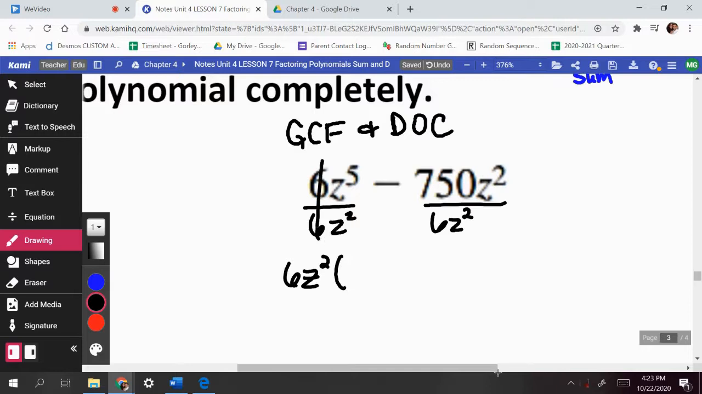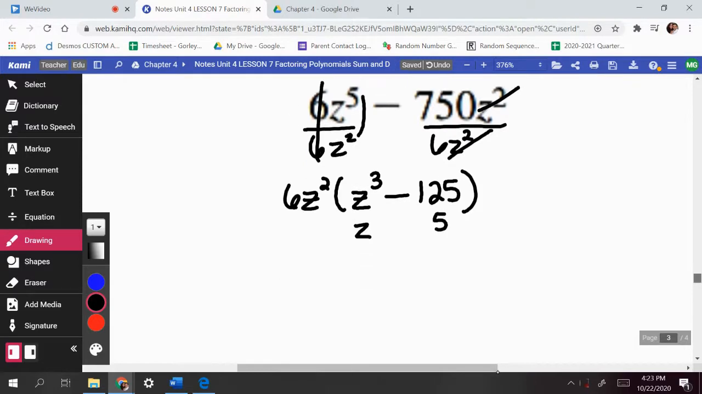Okay, 6 divided by 6 is 1. Here, if I subtract the exponents, we'd get z to the third power. Again, 750 divided by 6 is 125. And then this z squared would cancel out to give you 1. Okay, so this is going to be a difference of cubes, right? Where z cubed is a perfect cube of z, and 125 is a perfect cube of 5.